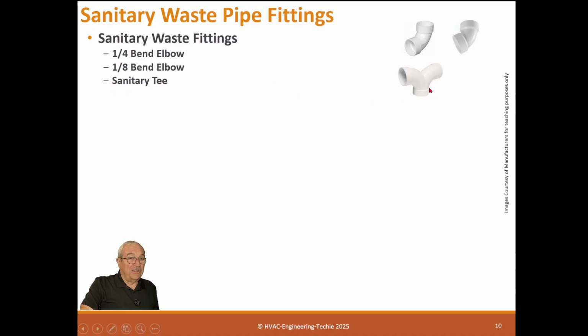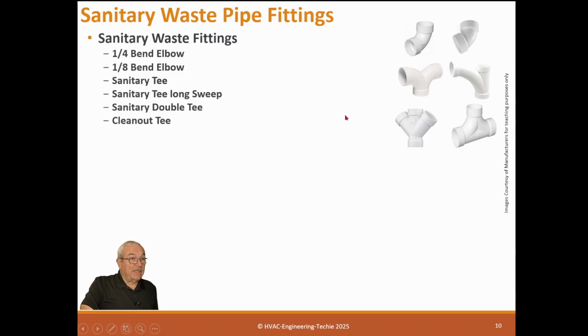So that's a sanitary tee. Normally this is laying down, not up. So we need a vent pipe here if it's up. And this is a sanitary tee long sweep. So you can see this has a nice long sweep for anything that's coming in here. Sanitary double tee. This is what we normally see. So you've got an entrance here, an entrance here. This is part of the stack.